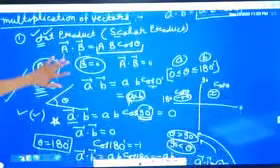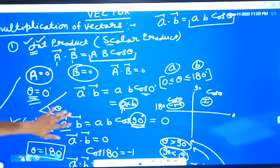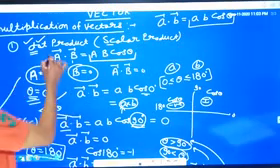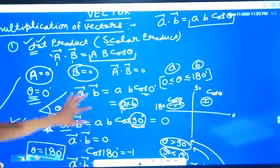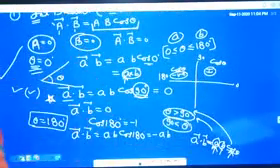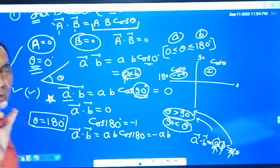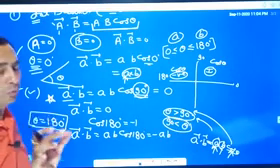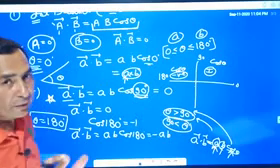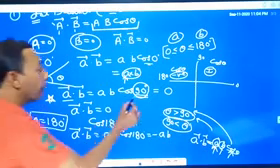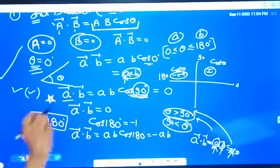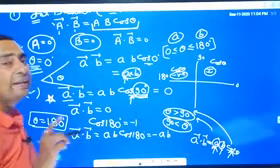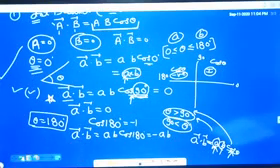A dot b is 0 when theta equals 90 degrees. Or if a is 0 or b is 0, then also a dot b is 0. But if a is not 0, b is not 0, and a dot b is 0, it means the angle between the two given vectors is 90 degrees. So this is the condition for perpendicularity of two vectors. If two vectors are perpendicular, the angle between them is 90 degrees, and the dot product of the given vectors is 0.